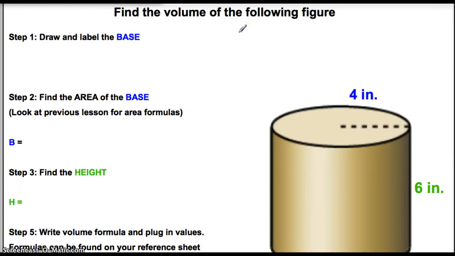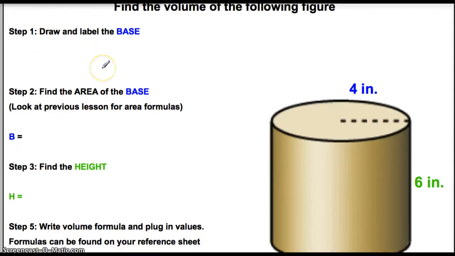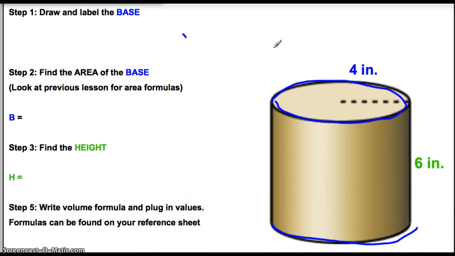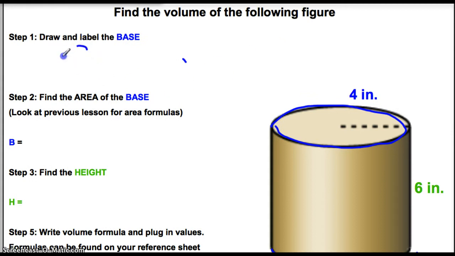Okay, now we're going to find the volume of a cylinder, which is exactly the same steps as finding the volume of a prism. So let's get started. The first thing we do is draw and label the base again. If we look at the bottom over here, we have this curve. The top and the bottom are going to look exactly the same. These are parallel figures, so we know it's going to look like a circle. Let's draw that over here. We have a circle with a radius of 4 inches.